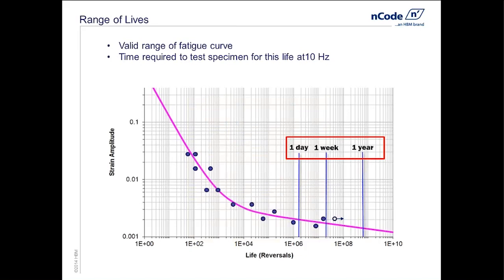As we go out and try to get close to 10 million cycles, we're looking at a week on the machine. And again, if I were to push that out to higher lives, we keep basically increasing the length of the test. So having bounds on the high cycle regime allows me to make the most efficient test possible.